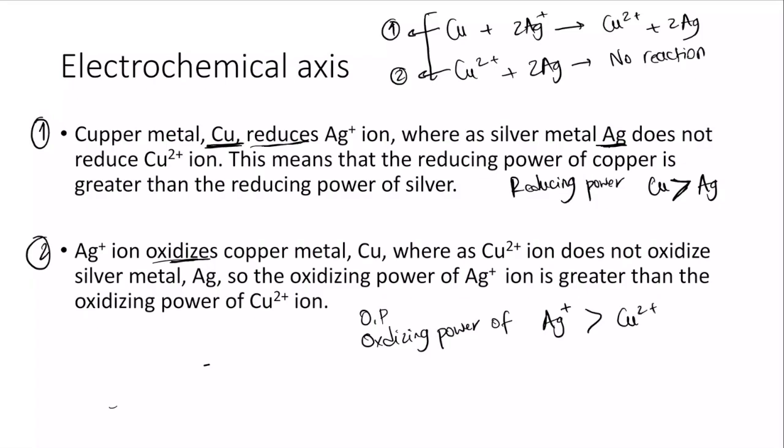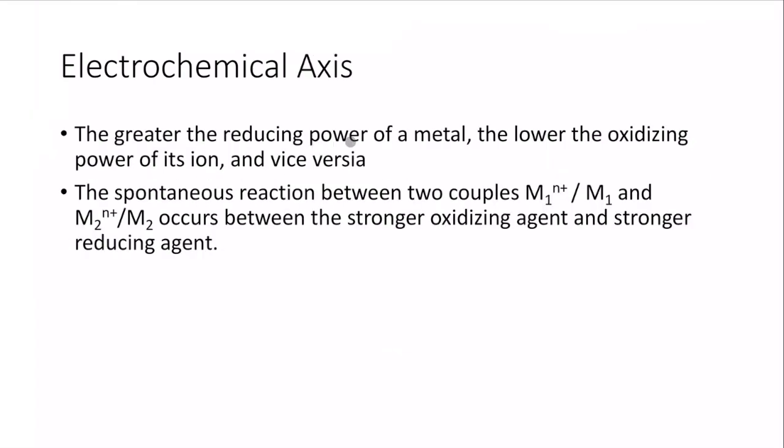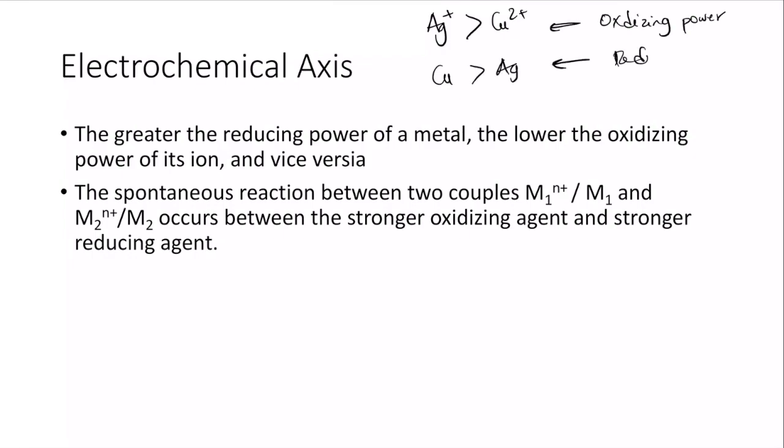Okay, so let's complete with the next slide. So Ag+ has a greater oxidizing power than Cu2+. This is comparing oxidizing power. Whereas Cu is greater than Ag comparing reducing power.